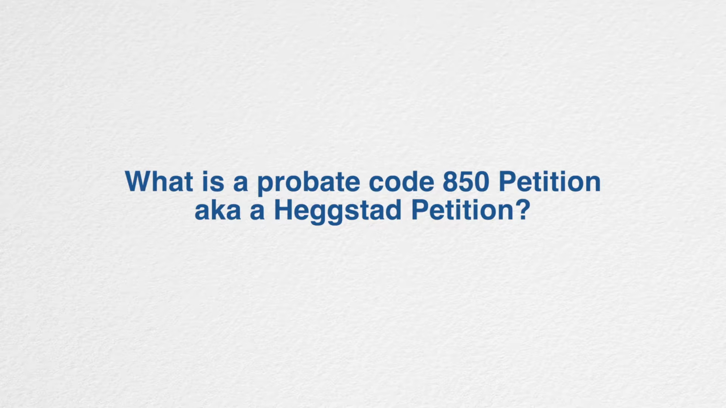What is a Probate Code 850 petition, aka a Heggstad petition? A California Probate Code 850 petition, or Heggstad petition, governs the conveyance or transfer of property claimed to belong to a decedent or another person. Generally, an 850 petition is used where a decedent created a trust, but failed to title one or more pieces of property in the name of the trust, the most common properties being real property and bank or investment accounts.